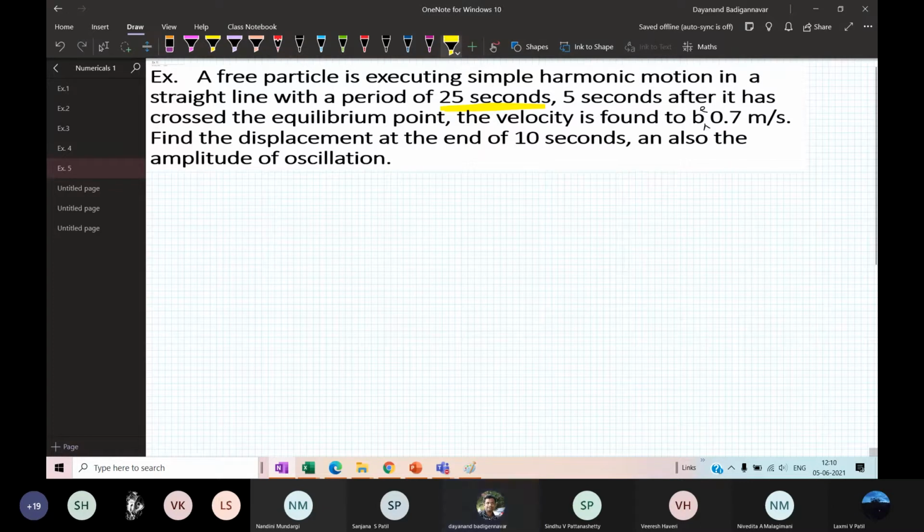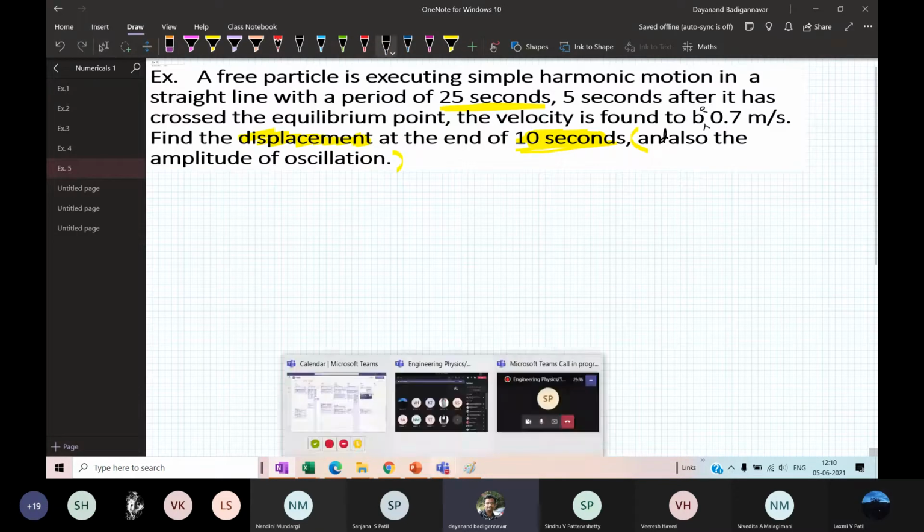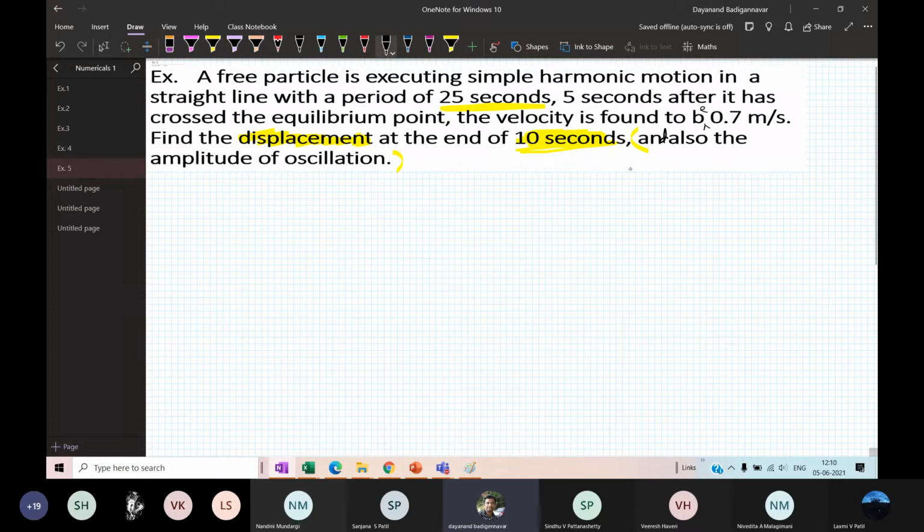This is the main thing: you have to find the displacement of the simple harmonic motion. Now, this part about the amplitude of oscillation is just neglected. Why? Because to evaluate displacement, obviously we first have to evaluate the amplitude. Therefore this statement doesn't carry much weightage. Let it be as it is.